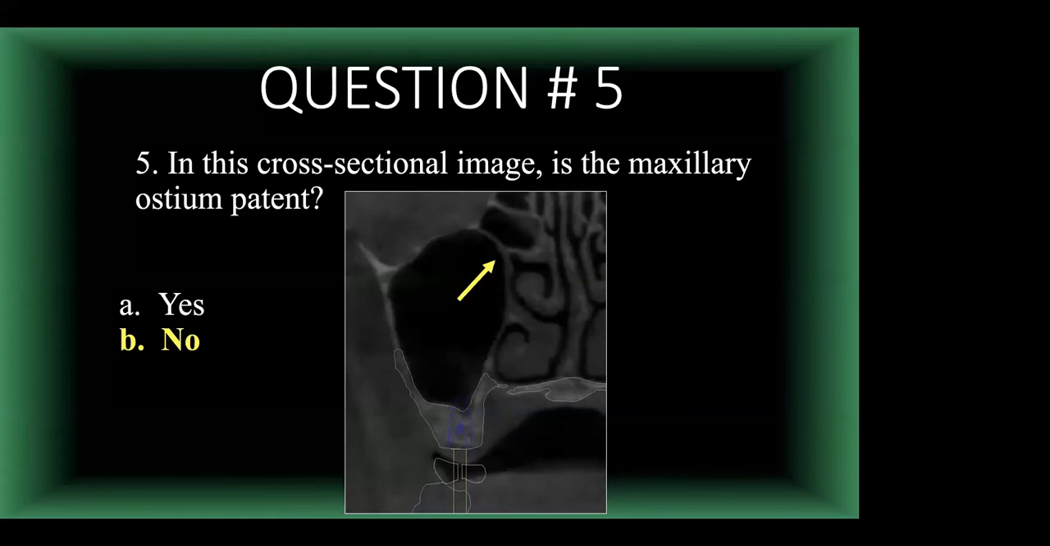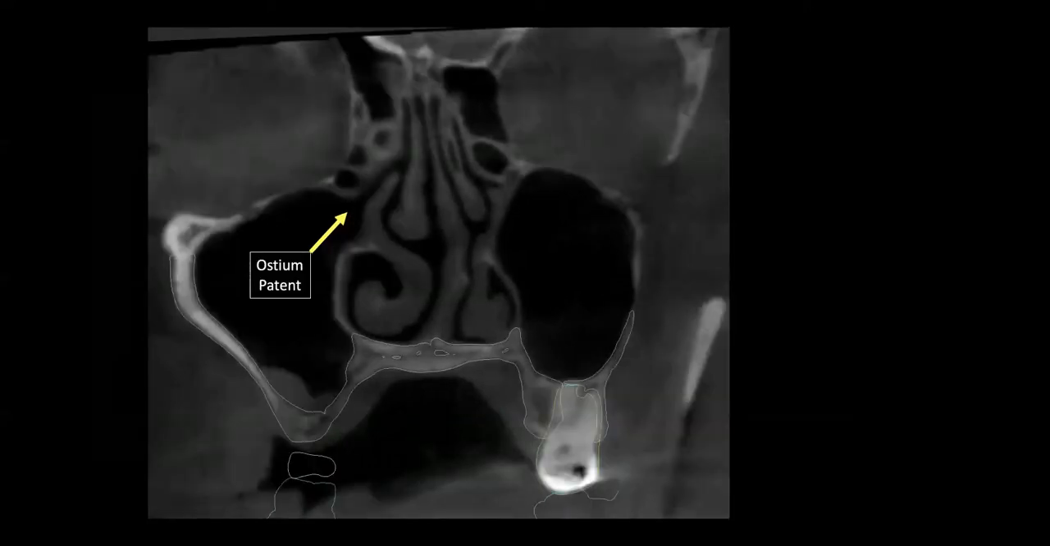However, you always want to look at continuous slices. So if you look at my arrow here on this coronal image, it is not patent. On this image, it is not patent. On this image, it is not patent. On this image, it is not patent. Every time I click, it's about 1 millimeter. On this one, it is.